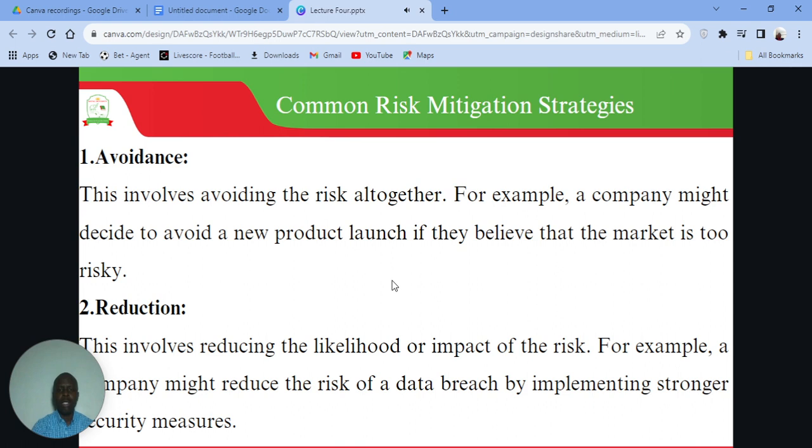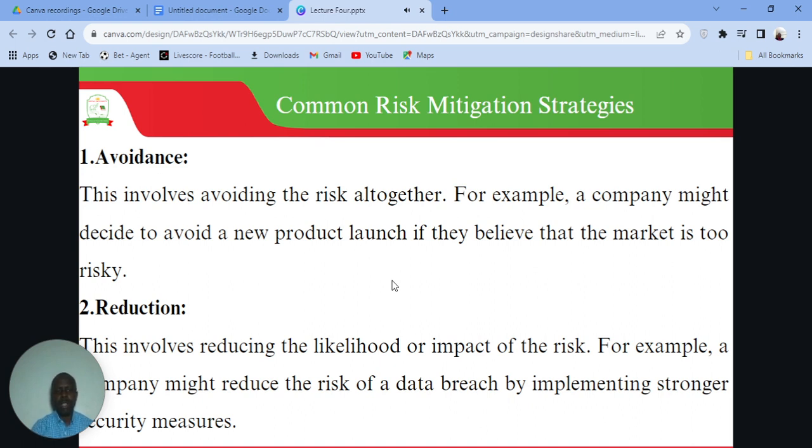Now, common risk mitigation strategies, we have avoidance, for example. So avoiding the risk altogether. For example, a company might decide to avoid a new product launch. Maybe they have done research and seen that the product might not go as planned. So they altogether avoid going that route.